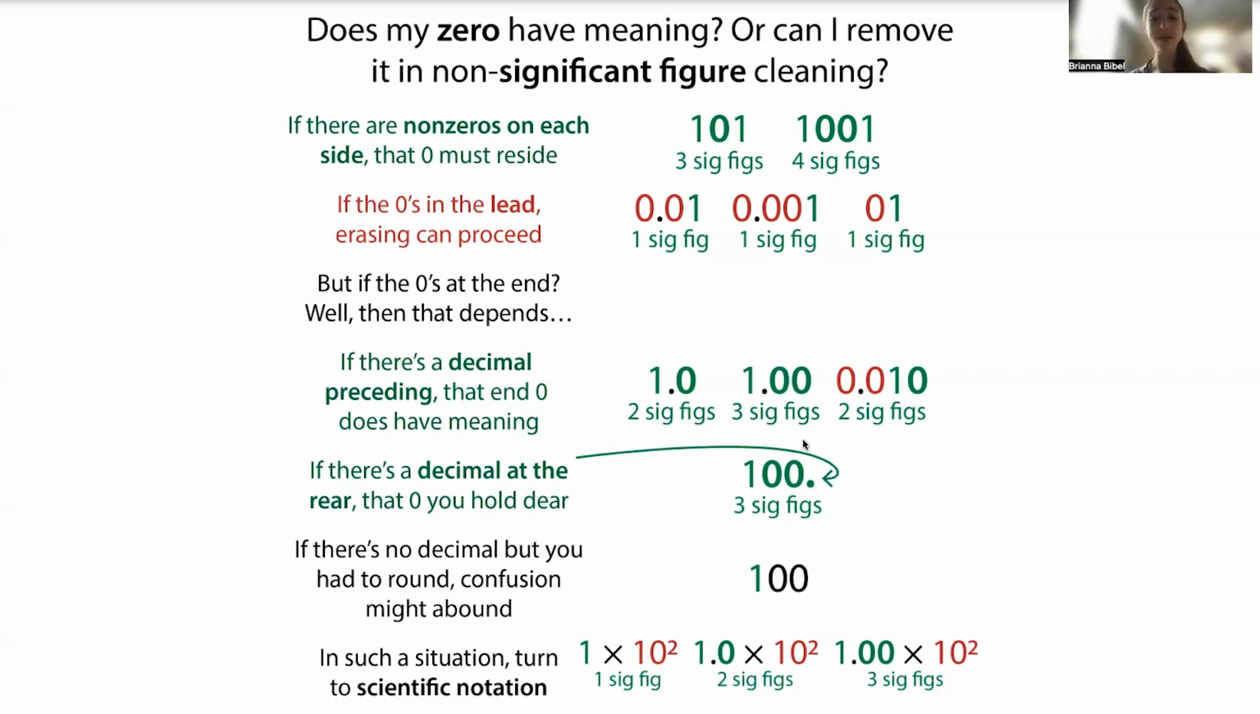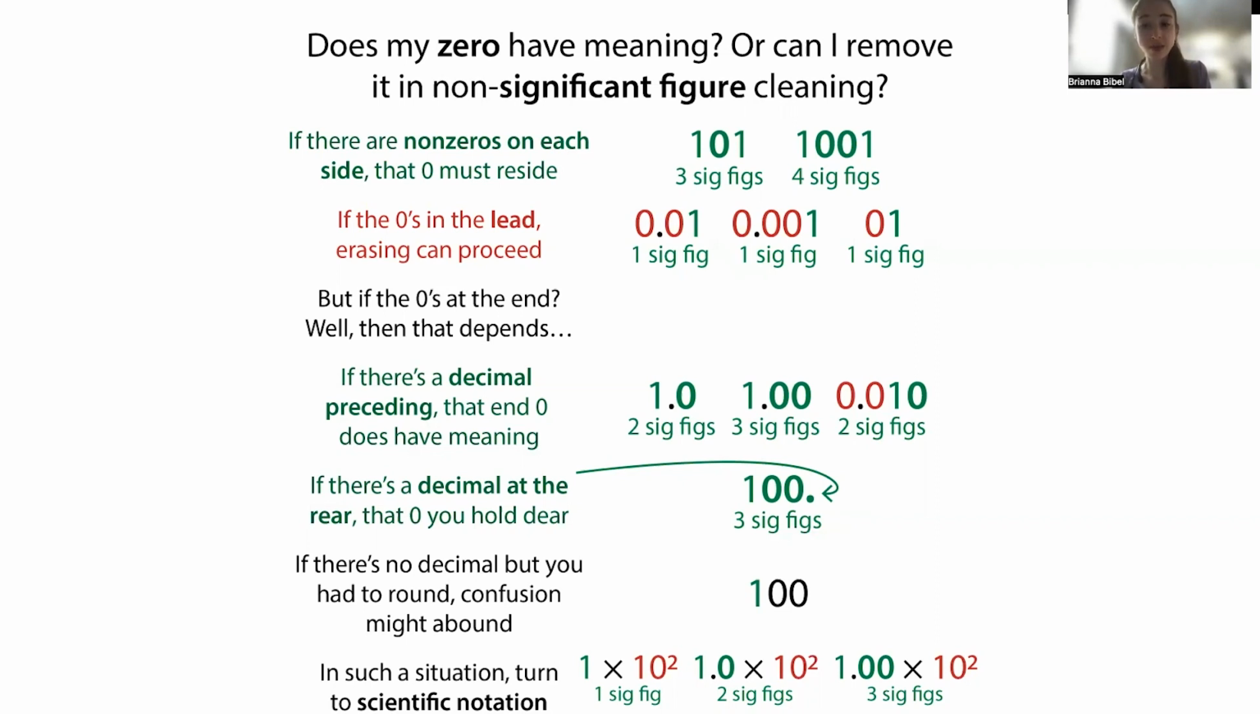So if there's a decimal after zeros, then those numbers before the zeros are also going to be significant. So if we had 100 with a decimal point at the end, this would tell us that we had 3 sig figs here. Things get really confusing when you have a number that ends in zeros and there aren't any decimal places.